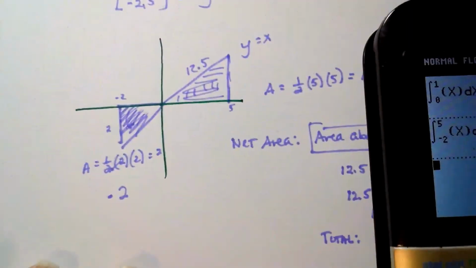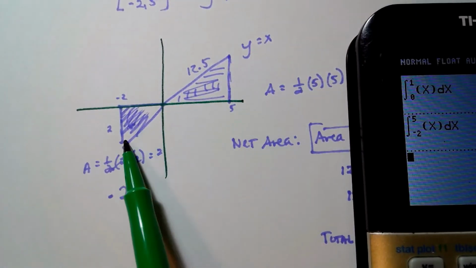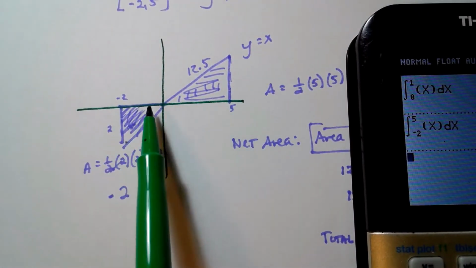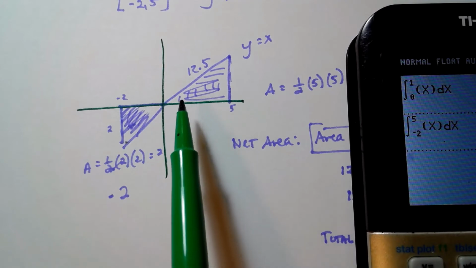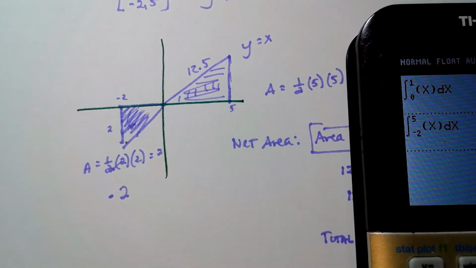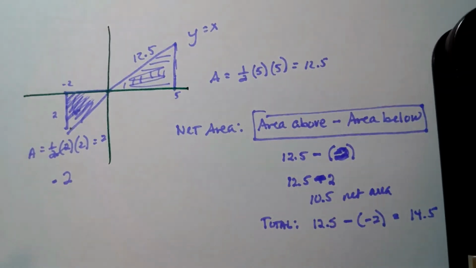So the calculator is going to subtract out this area below from the area above. Now, if the area below had been bigger and the area above smaller, then you would end up with a negative value, and that's fine. It just means most of the area is concentrated below the x-axis. Okay, so sorry about that. I had put in the wrong limits initially.